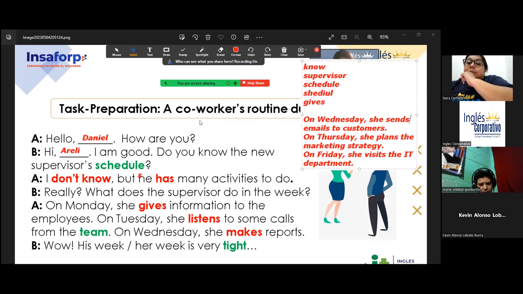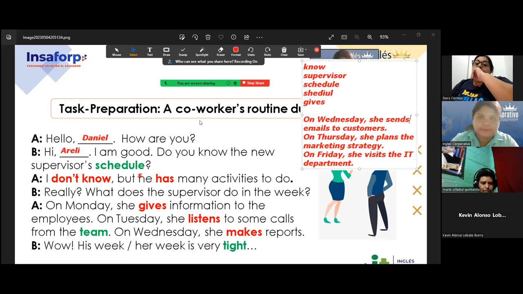Whoa, it's weird. Her week is very tight. Hello, Dora. How are you? Hi, Mario. I'm good. Do you know the new supervisor, Sherry? I don't know, but it has many activities to do. Really? What does the supervisor do in the week? On Tuesday, she gives information on the employers. On Sundays, he listened to some car from the teams. On the Friday, she makes a report. Wow.